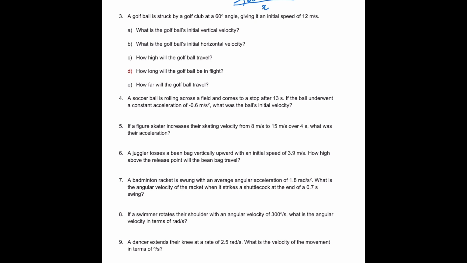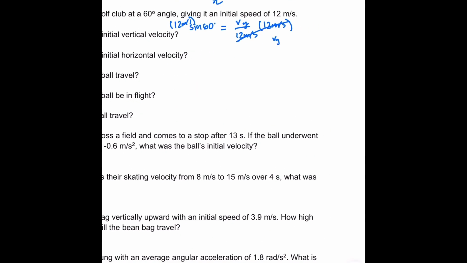So we just go ahead and plug it in. Sine of 60 degrees is equal to v of y over 12 meters per second. I apologize, it's v of y. Like always, you want to get the vertical velocity by itself, so we multiply each side by 12 meters per second, and this will cancel out. So v of y is equal to sine 60 degrees times 12 meters per second. We plug that into our calculator, and that gives us an initial vertical velocity of 10.39 meters per second. So that's how you answer part A.